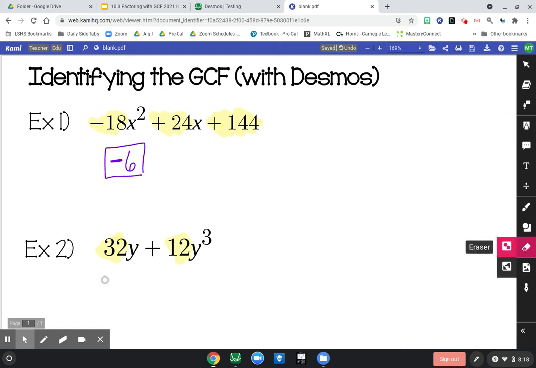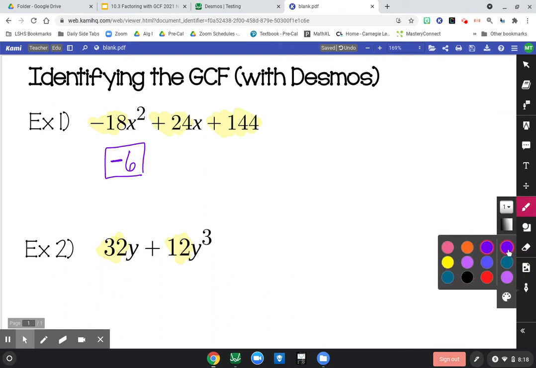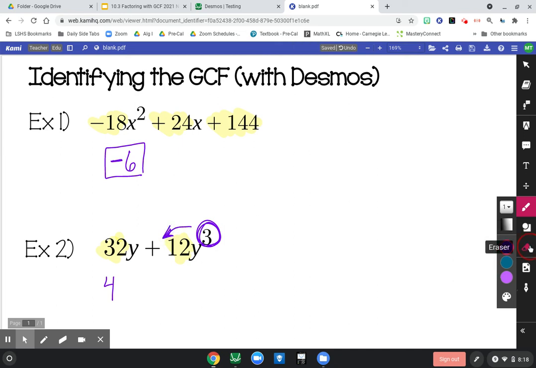We see there's not a negative in front of the highest coefficient. Highest exponent. So here's my highest exponent. No negative right here. So we do not need a negative out in front of the 4.